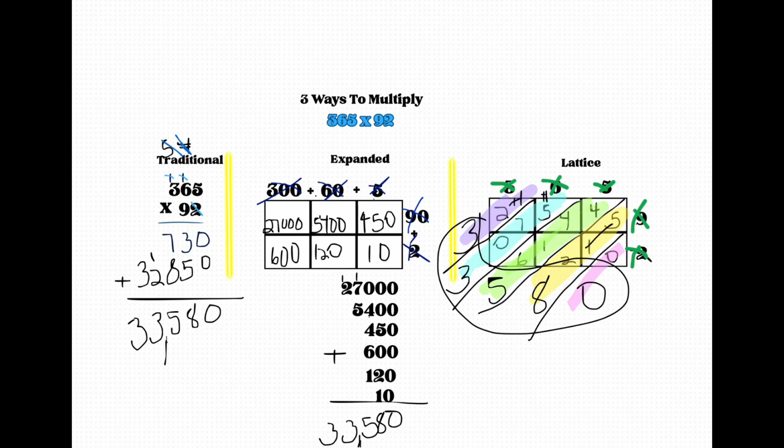So I'm going to go back and check for traditional, for expanded, and for lattice to make sure I have the same answer. Therefore, 365 times 92 is 33,580. And then after they get done working it 3 different ways, we will discuss the patterns we see. Now, depending on how long your class period is, you might not be able to get through sets in the same day, but this could be a continuation over multiple days in the class.